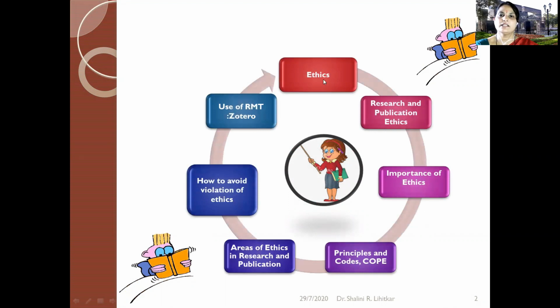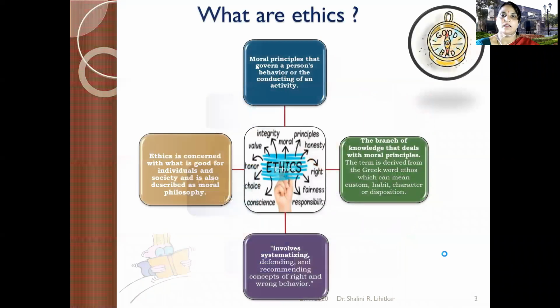First is what ethics are, then how research and publication ethics work, what is the importance of ethics, and what the various principles and codes are, especially the core codes. Then we will see the area of ethics in research and publication, then how to avoid violation of ethics by using the reference management tools, and we will go into the depth of Zotero.